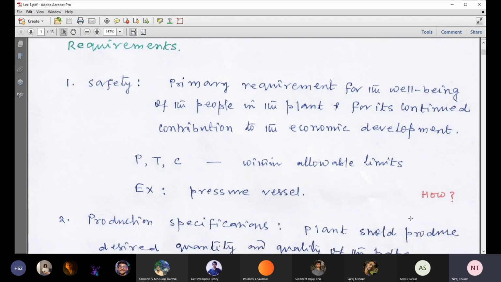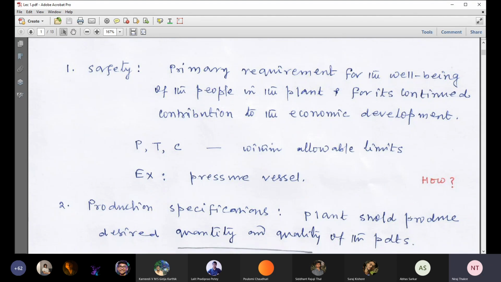Now next, the second most important point is the production specifications. For a particular plant, we need to produce the desired quantity as well as quality of the products. If we get more quantity, then we can sell it in the market for more money. But to produce more product, we cannot compromise with the quality. There are certain market specifications on the quality, so we need to maintain that. Otherwise, we cannot get the proper price for our product.